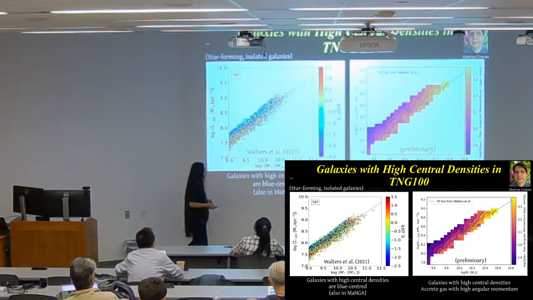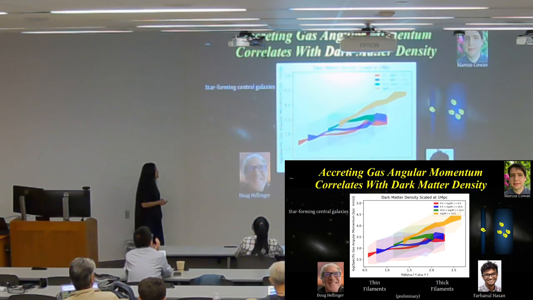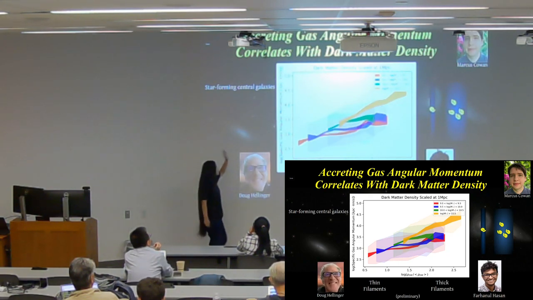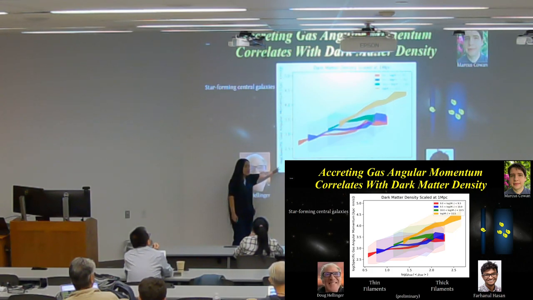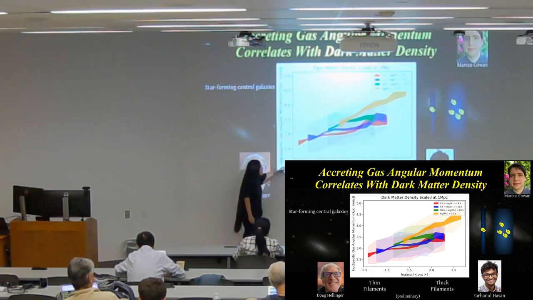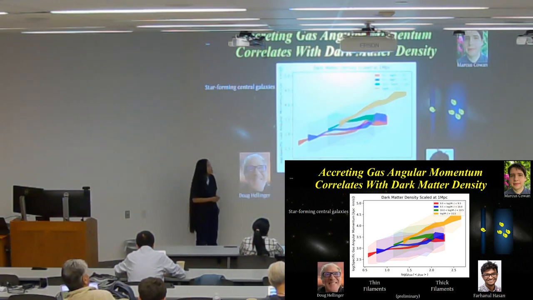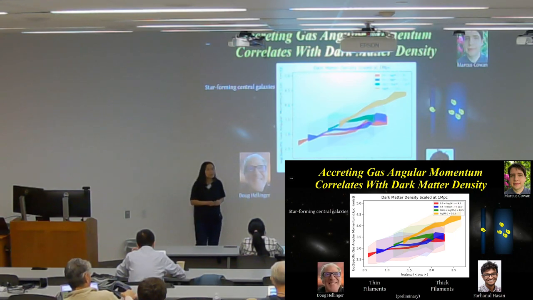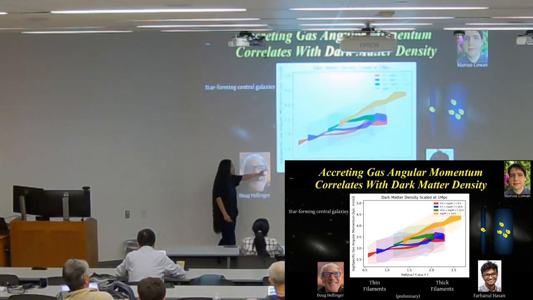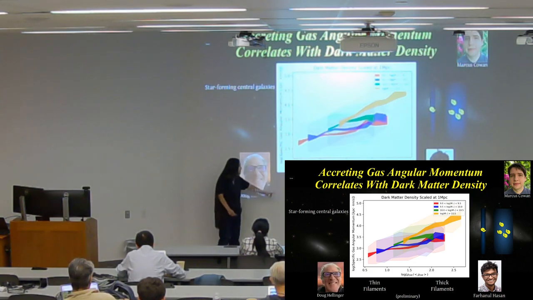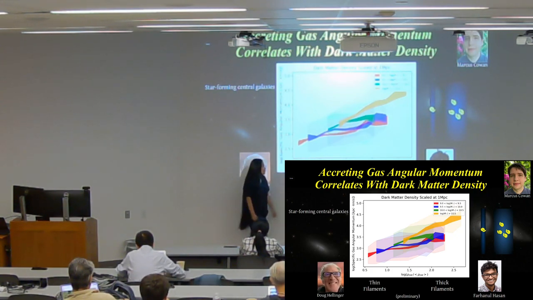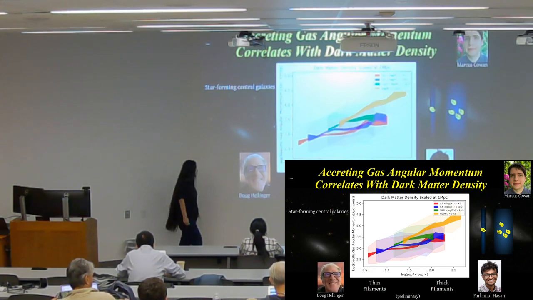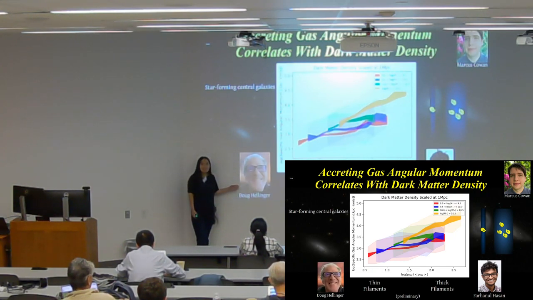Now, what about the filaments? This is a preliminary result. By the way, this is the specific angular momentum of the gas accreted at half R_vir on the y-axis. And the x-axis here is the local dark matter density averaged over 1 megaparsec, but this is very similar at different scales that we're averaging the local dark matter density. So this is a measure of your filament environment. If you have thin filaments, you're going to be at lower density. If you're in a thick filament or node, you're going to be living in a higher density environment. This x-axis, by the way, was computed by Doug Hellinger here in this room.